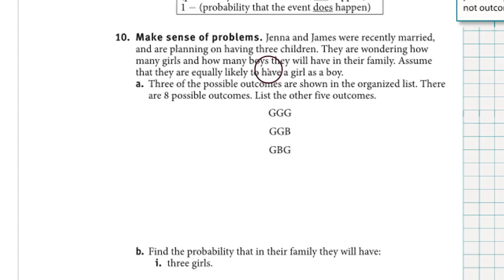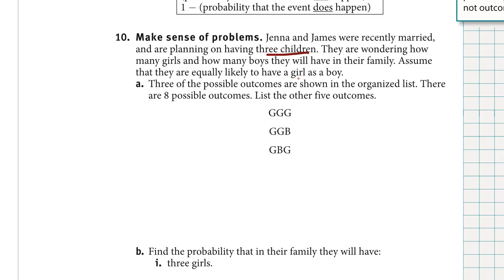Jenna and James are recently married. They're planning to have 3 kids. They're wondering how many girls and how many boys they will have, and assume that there's an equally likely chance to have a girl or a boy. Show the possible outcomes for their children using a list.